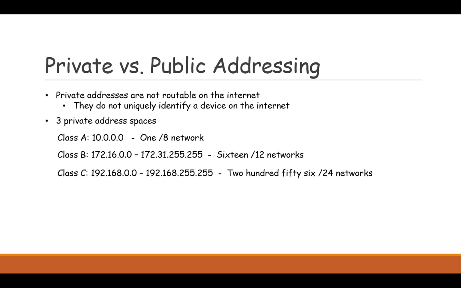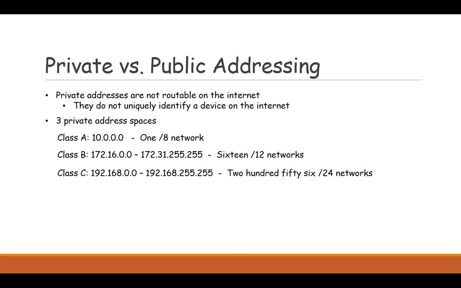We have 3 classes of networks in the private addressing space. Class A is a single large /8 network using the 10.0.0.0/8 space. Class B private networks are /12 networks, and the space which is used for Class B is 172.16.0.0 through 172.31.255.255, which contains 16 Class B networks.